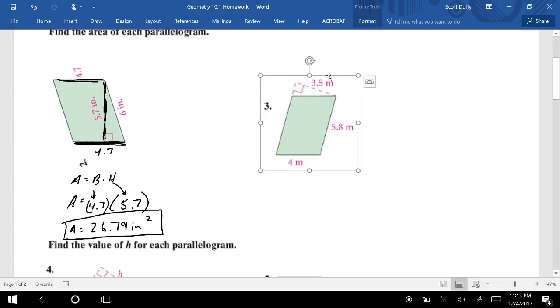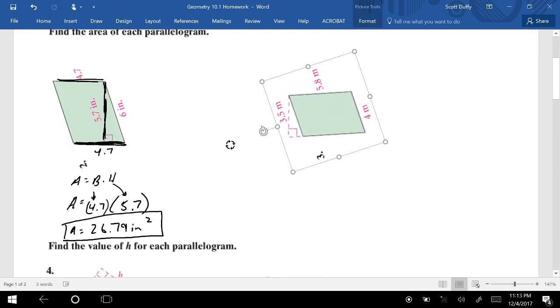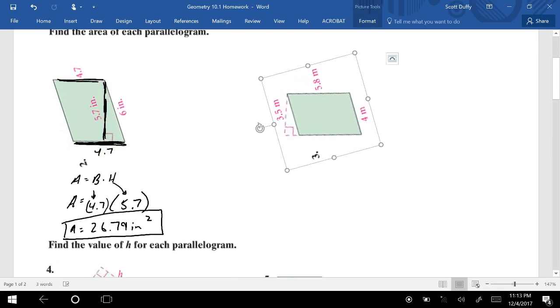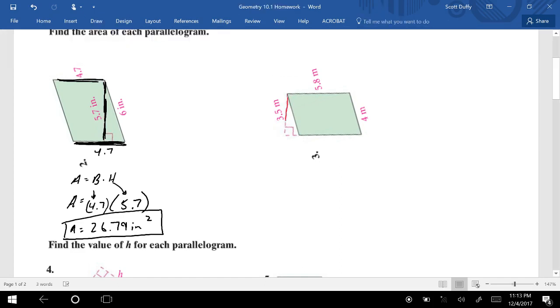Moving to number 3, I'm going to do the same thing. So this turns so that I can see the height is vertical. That's just a preference of mine. I'm going to change this to red just because I like red. 3.5, that's my height. Now, the base is going to be perpendicular to it, but it is only the length that it sits on. So it's only the length of this side. We don't even care about this length right there. Just cross it off. It doesn't matter.